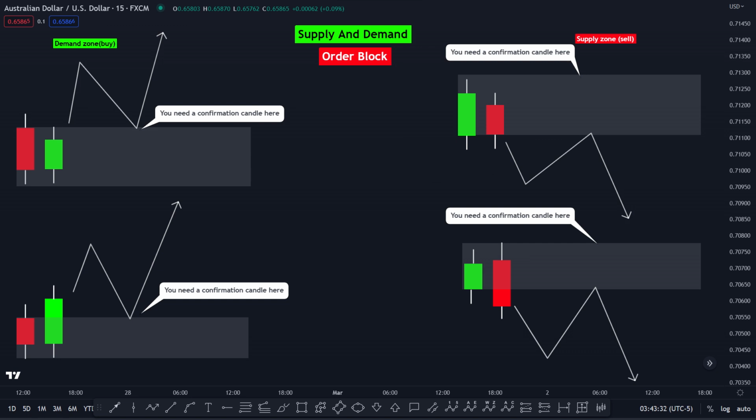You also must understand how to draw supply and demand zones, or order blocks. You can just call it whatever you want. You also need to understand what a confirmation candle is. If you don't know what a confirmation candle is, you can watch this video on the top right. Then you can come back to this video. The video will also be in the description below.